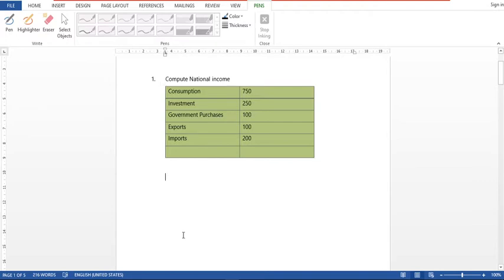Hello friends, we are going to learn some of the questions of national income, unit number 1, chapter number 1. Starting. This is the first question: compute national income. Consumption is 750, investment is 250, government purchase is 100, export is 100 and import is 200.